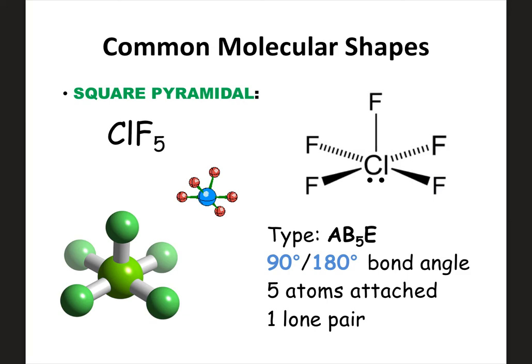That would be when you have 5 things attached to your center. So if you look here, 5 fluorines attached to the center and 1 lone pair on the center. That's going to be square pyramidal. Remember, it's all about the center.